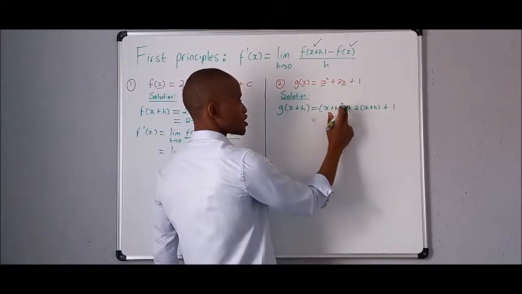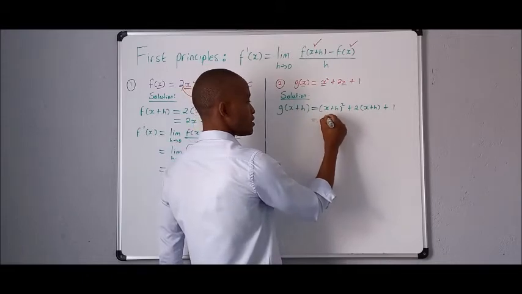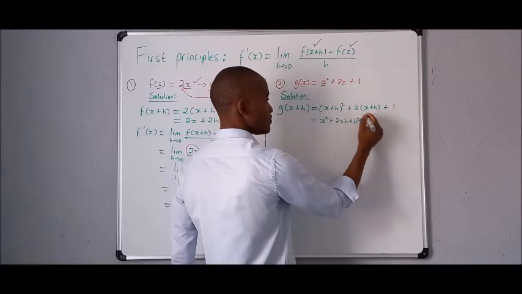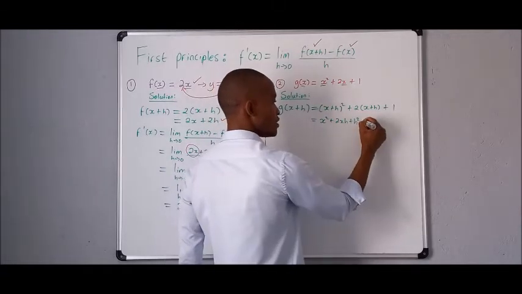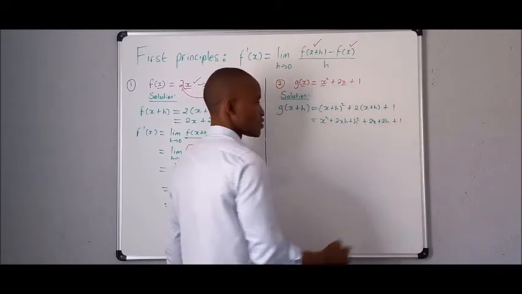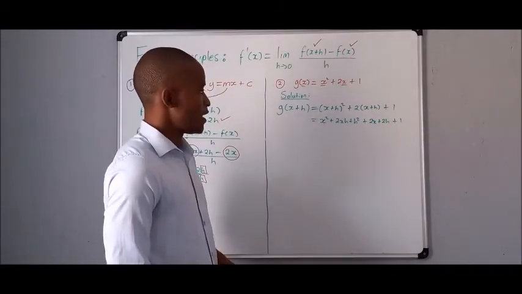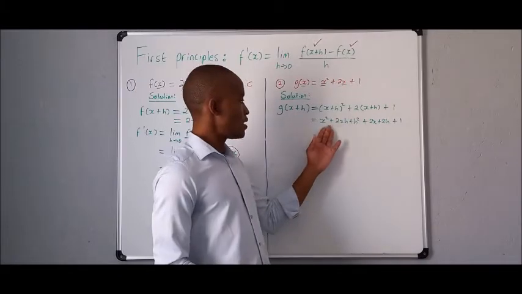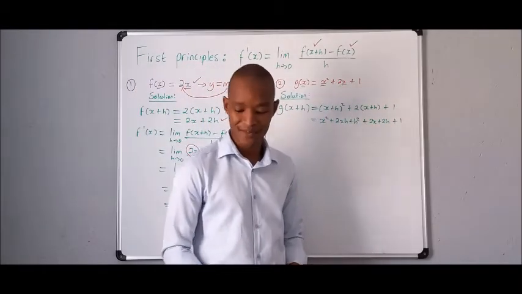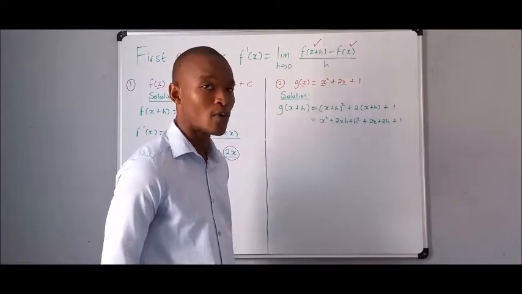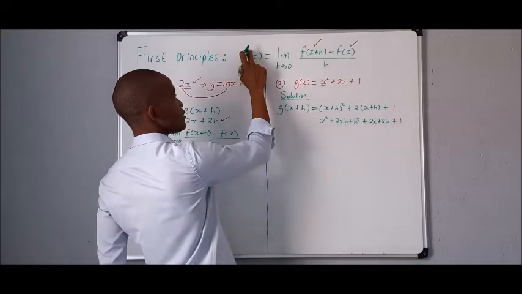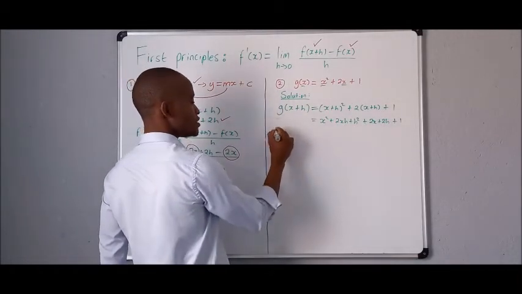Good. So you expand the binomial, you get x squared plus 2xh plus h squared. Distribution happens here, you get 2x plus 2h plus 1. Okay? Any like terms that we see here? Nope, there is no like terms. So we go straight to our formula. It's a g. So we're not finding f prime, we are finding g prime.